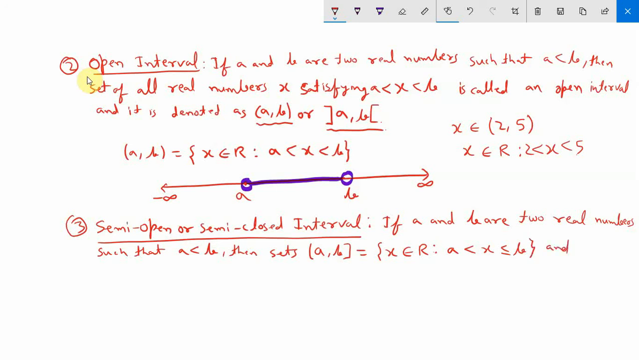And if we write [A, B), then this means x is an element of real numbers such that x is greater than or equal to A and less than B. So here it will be closed at A and open at B. So these are known as semi-open or semi-closed intervals.